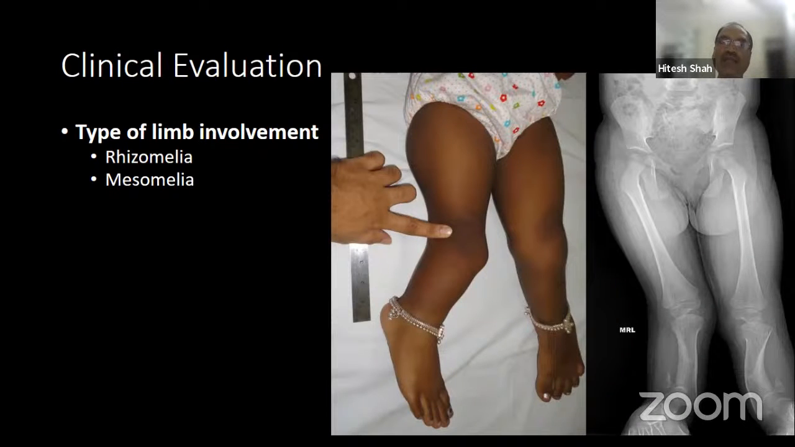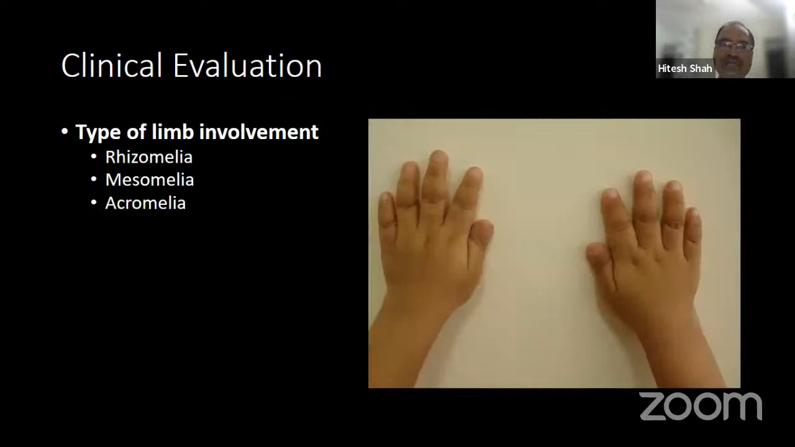Whether it is the forearm or the leg that is involved is called mesomelia. Third would be acromelia, where the distal part of the limb, the hand or the foot, is involved. So clinically, it comes as rhizomelic, mesomelic, or acromelic.